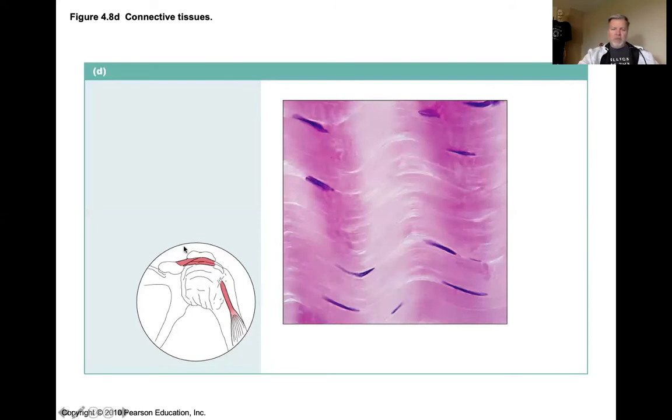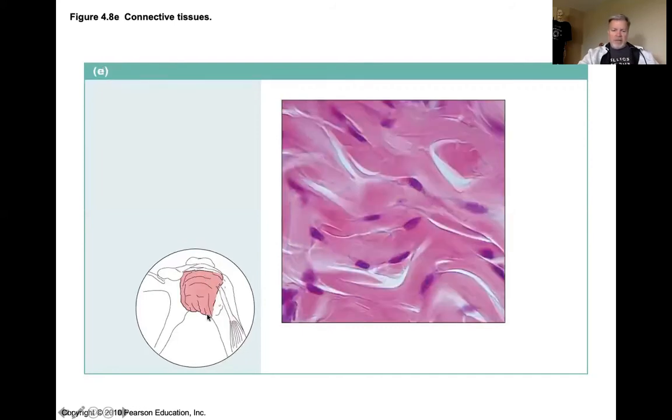Okay, so this is dense regular, right? That's what you're seeing here. The next one's going to show this capsule right here, I believe. Yep, there we go. That is dense irregular. Now, dense irregular, look at where the collagen fibers are running. They're going all over the place, aren't they? Now, within this, you will find some elastic fibers, but not a ton. Cell type, again, is a fibroblast.